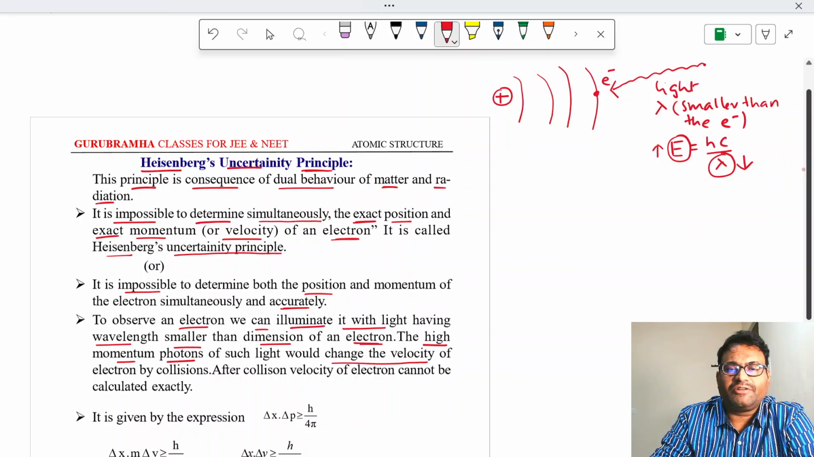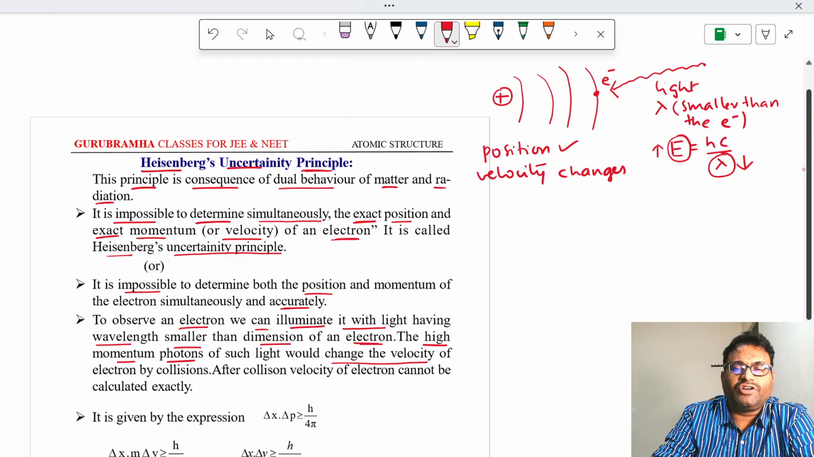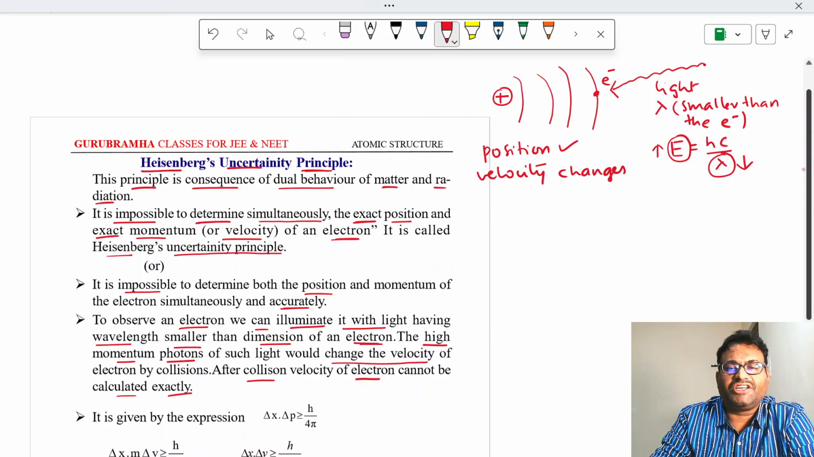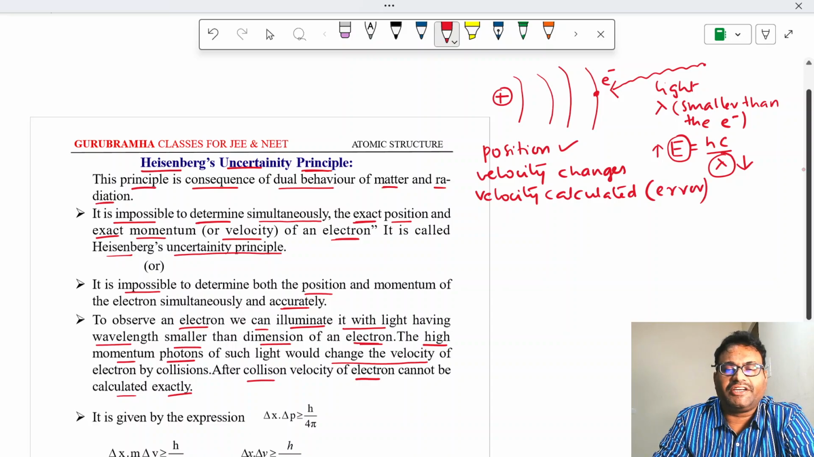So we can calculate position. Position can be calculated. But what about velocity? As it is absorbing energy, the velocity changes, and this velocity will be uncertain. After this photon collides with the electron and the electron takes the energy, the velocity of the electron cannot be calculated exactly. Velocity is changing. So if you calculate velocity, there will be error in the velocity calculated.